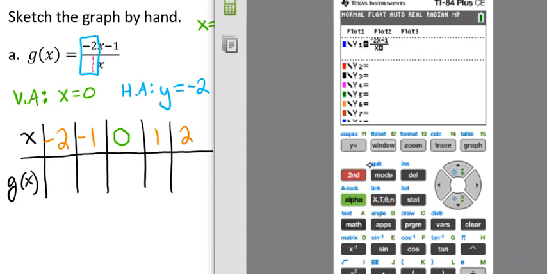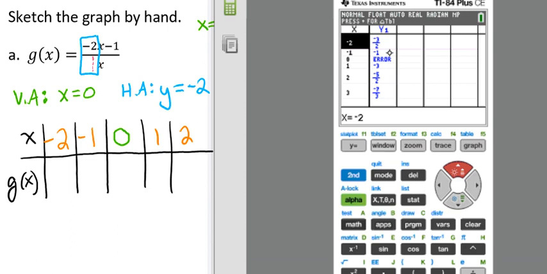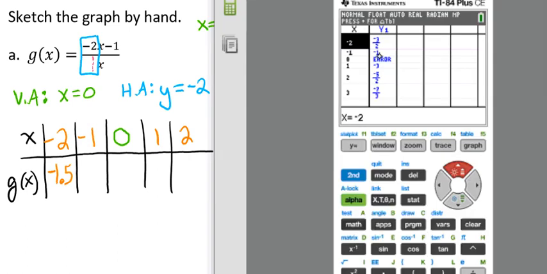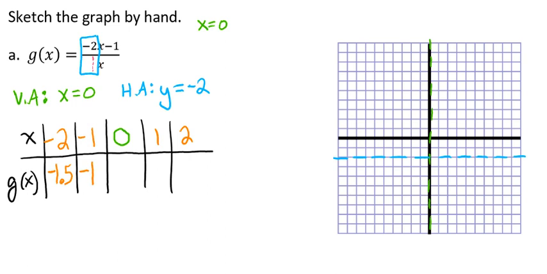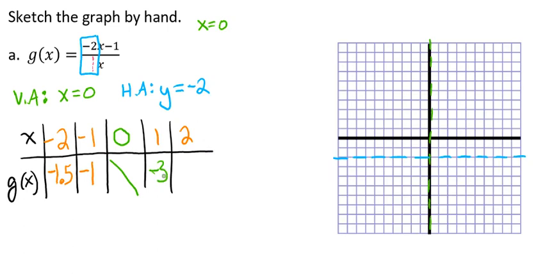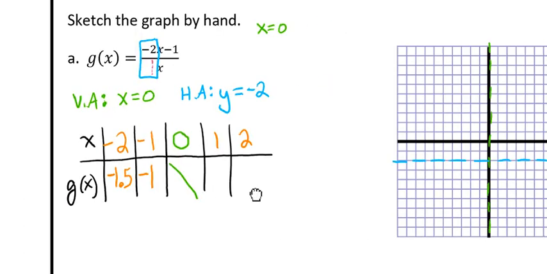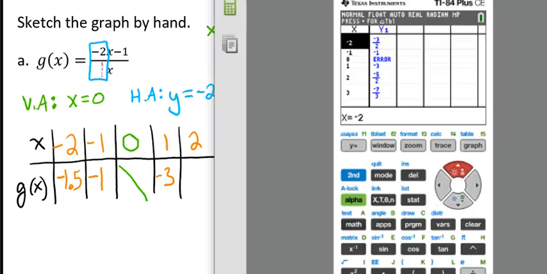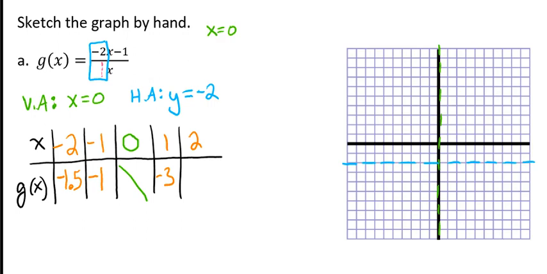I'm going to go to the table function, and I'm going to see that for negative 2, I have a value of negative 3 halves. So I'll write negative 3 halves, and that's really just negative 1.5. Then, for negative 1, I had a value of negative 1. We had an error at 0, which makes sense because that's our vertical asymptote. At 1, we have a value of negative 3. And for 2, we have a value of negative 5 halves, which is going to be negative 2.5.